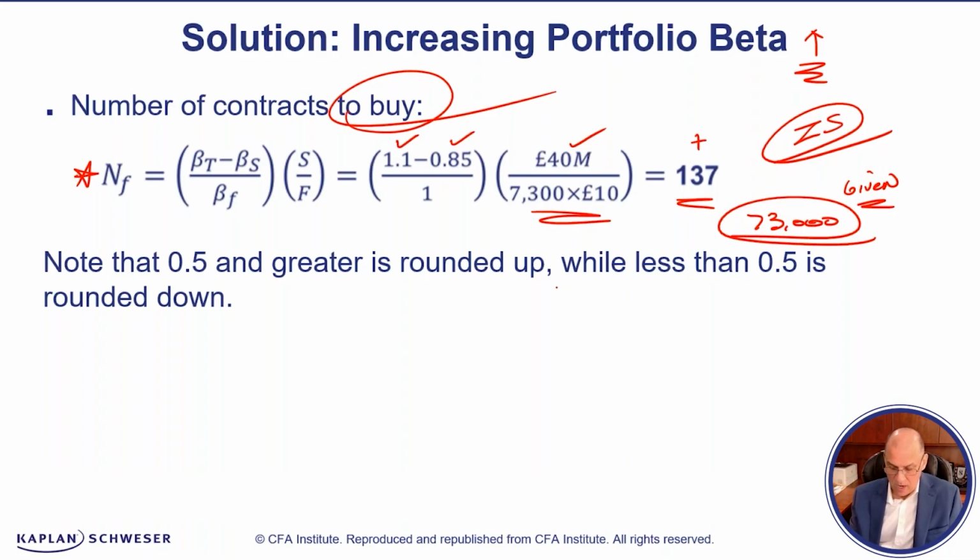Now note that 0.5 and greater is rounded up when we're looking at contracts, while less than 0.5 is generally rounded down. Don't worry about that on your exam per se. If you are looking at an item set, they're not going to have 136, 137, and 138 for your contracts. They're probably going to be quite a bit different. So the rounding isn't going to be an issue. If it's a constructed response question, then you'd want to follow this rule and you'd be good to go. It's pretty easy stuff, I think. This isn't bad. I'd love to have that as an item set question on an exam.